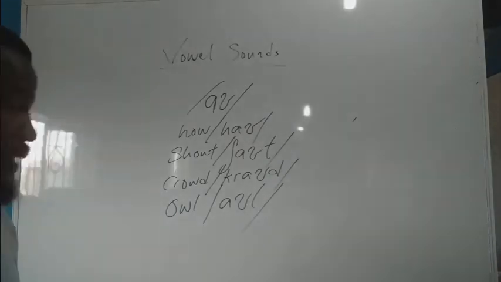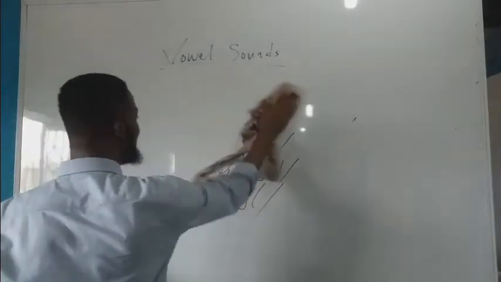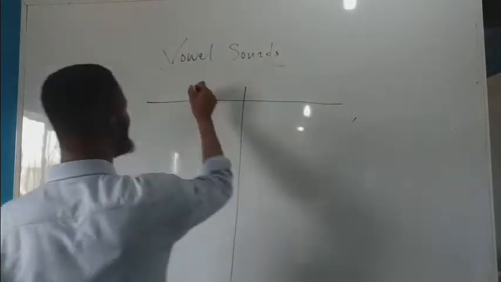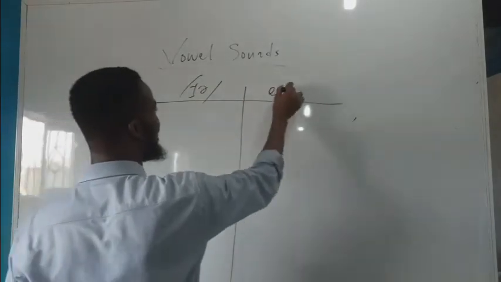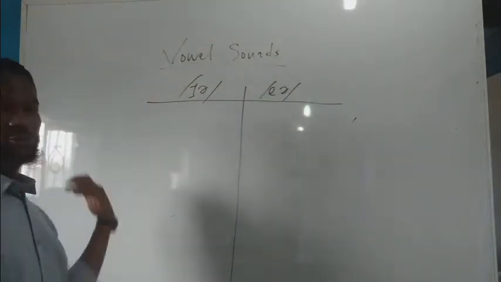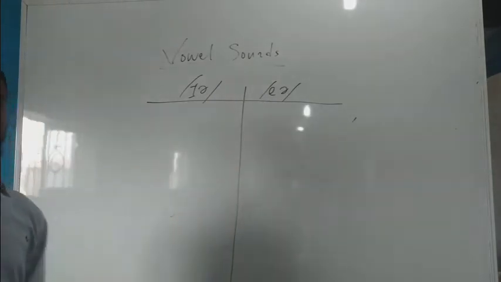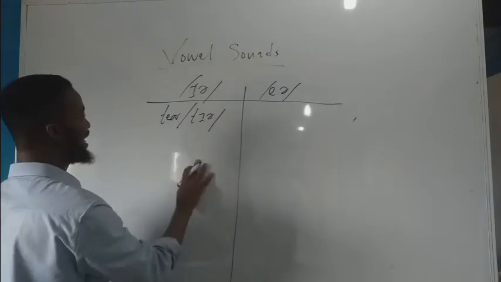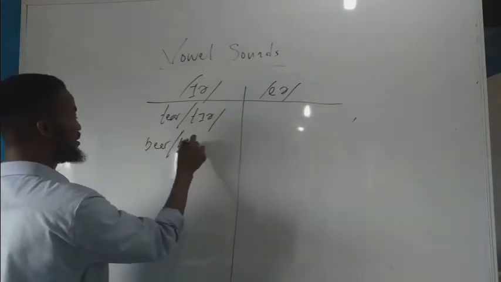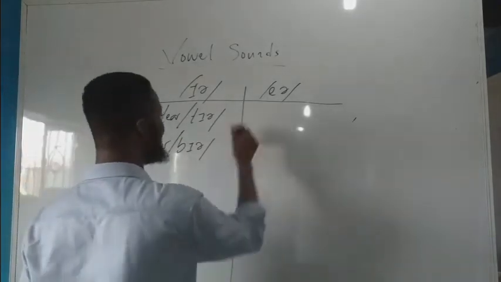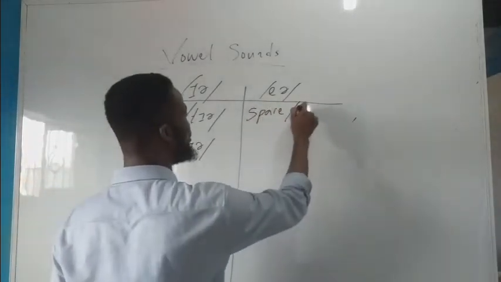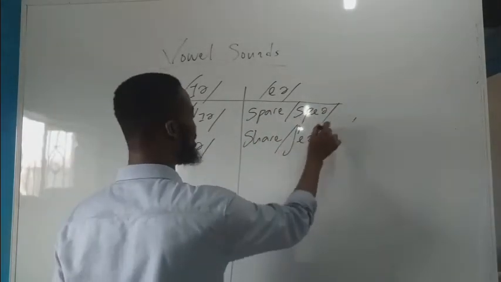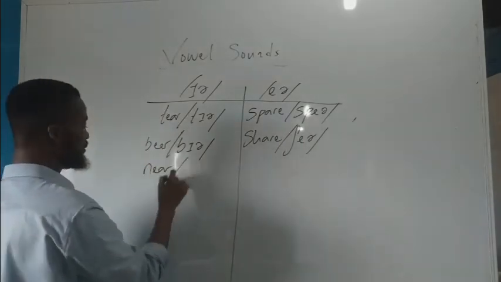The next diphthong is usually confusing. People usually find it very hard to tell the difference between ear and air. This one drags towards ear, while this one is, for example, if I have T-E-A-R, this is called tear. If I have B-E-A-R, this is called veer. But if I have S-P-A-R-E, this is called spare. S-H-A-R-E is called share. If I have N-E-A-R, it is called near.